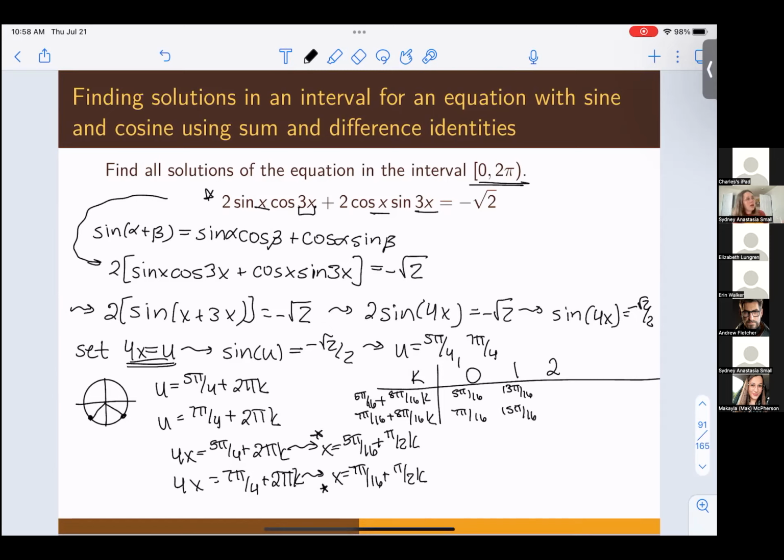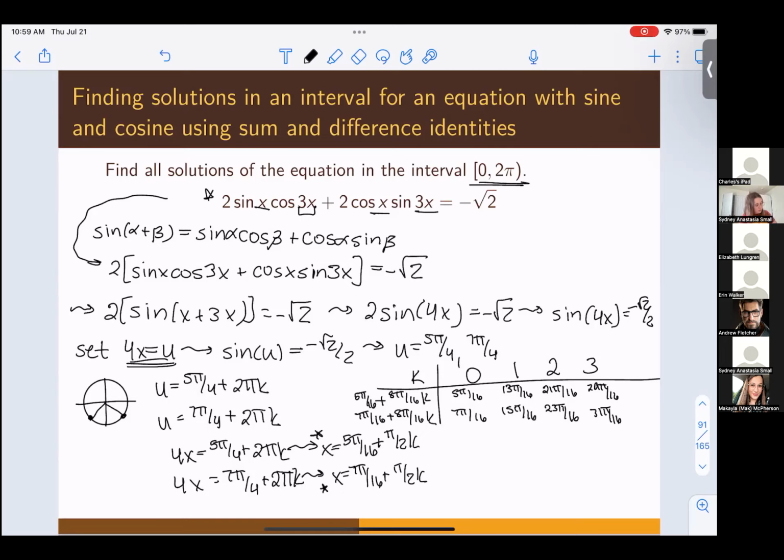When k is 2, add another 8 pi over 16, we get 21 pi over 16 and 23 pi over 16. Still in the principal interval, 2 pi is 32 pi over 16, so we're not there yet. Let's do another one. k equals 3. Add another 8 pi over 16 to both of these. We get 29 pi over 16 and 31 pi over 16. Wow, both still in the principal interval. All of these are still solutions in our principal interval. They are less than 2 pi and greater than 0.